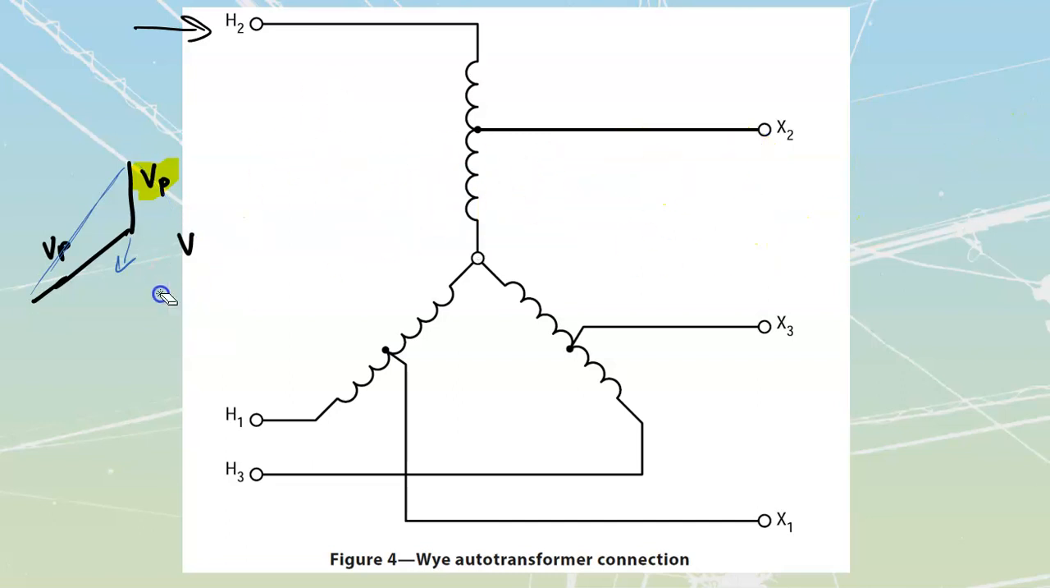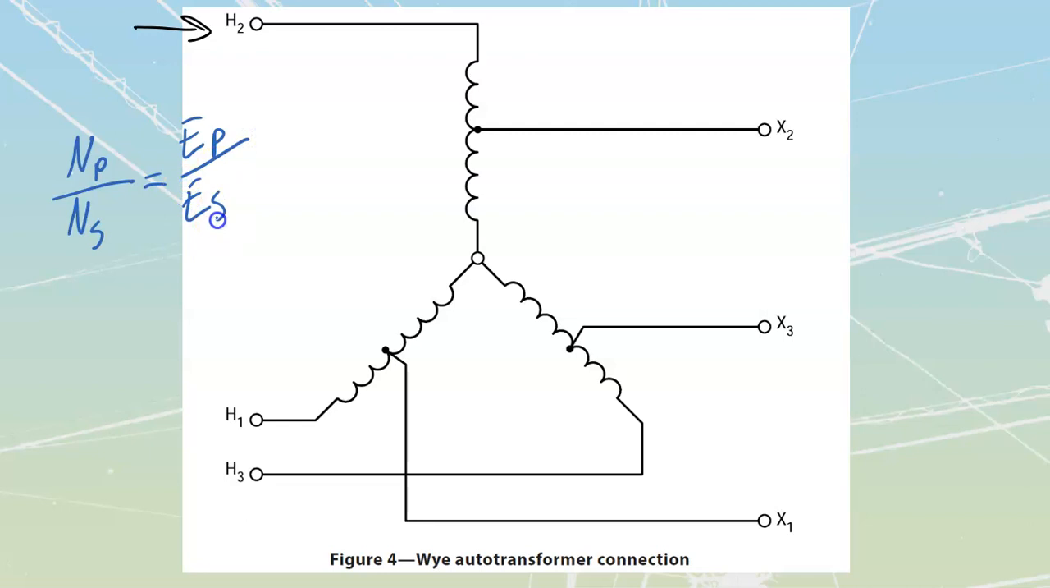Let's look at this thing as far as actual connection for motors, though. One of the things that we note about this is that I can use my transformer formulas: NP over NS, number of turns in the primary over the number of turns in the secondary, is equal to EP over ES.